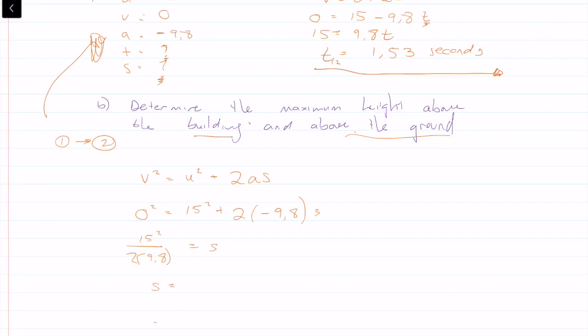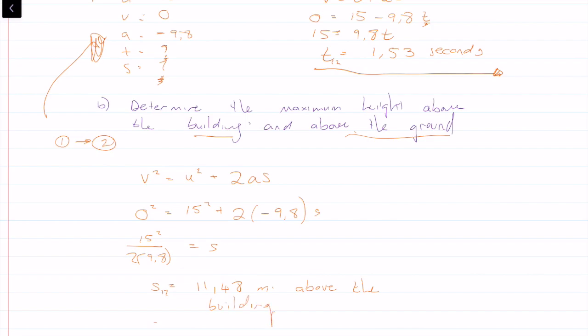So I can calculate my displacement. S is equal to 15 squared over 2 times 9.8, and that comes out as 11.48 meters. So that is the displacement from 1 to 2. So that's the displacement above the building. So I'm going to say 11.48 meters above the building.